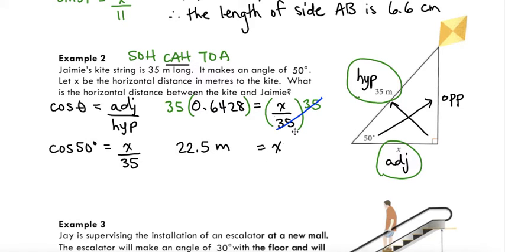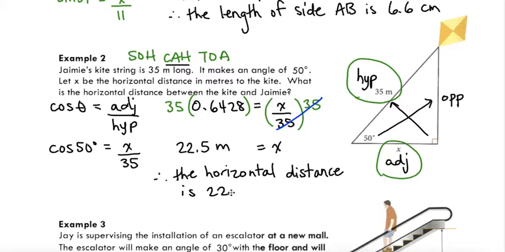So now that I've found my answer, I need to write my concluding statement. So therefore, it's asking me to find the horizontal distance between the kite and Jamie. So therefore, the horizontal distance is 22.5 meters.